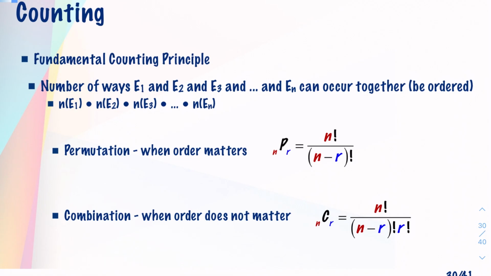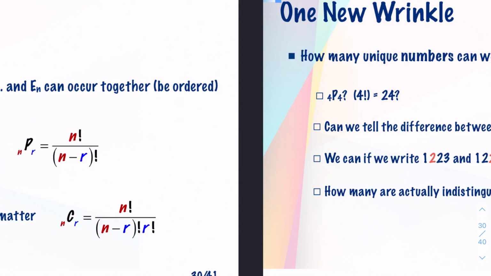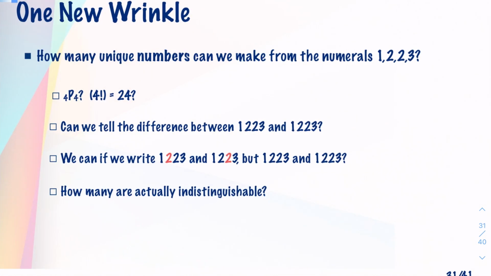So now we've reached the fun part. We've learned the fundamental counting principle. We're really focused on independent events. And then we've also learned ways to talk about when order matters and when order doesn't matter. So those are our permutations and our combinations. So if I just add one new wrinkle, I want you to think, how many unique ways can we make from the numerals 1, 2, 2, and 3?